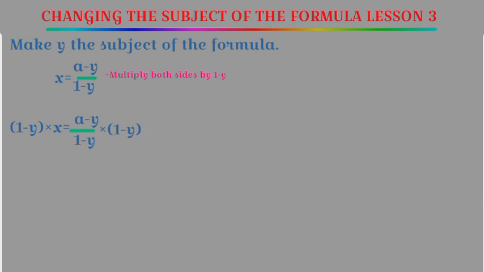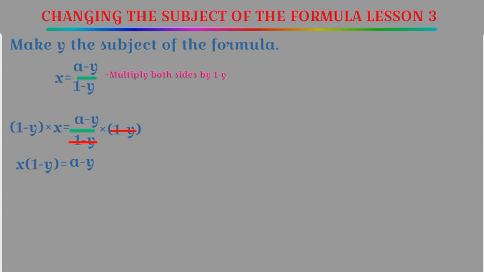Now, on the right side of the equal sign, we have two 1 minus y, so they can cancel each other. One is multiplying, the other is dividing, so they cancel. We cancel the one on top and the one down. On the left side, there is no way to cancel, apart from just multiplying. So x multiplied by 1 minus y gives us x open bracket 1 minus y, which is equal to what are we remaining with here? We are remaining with a minus y.